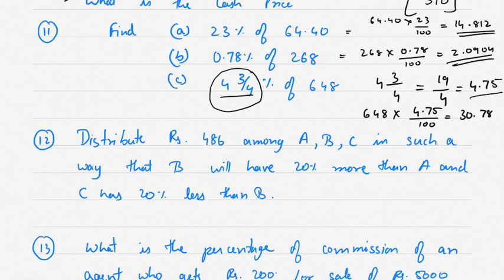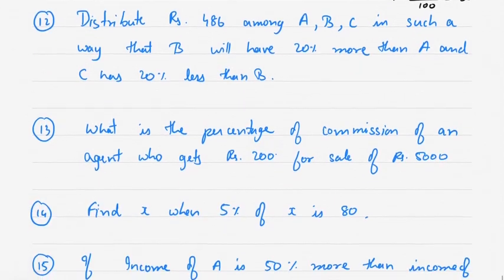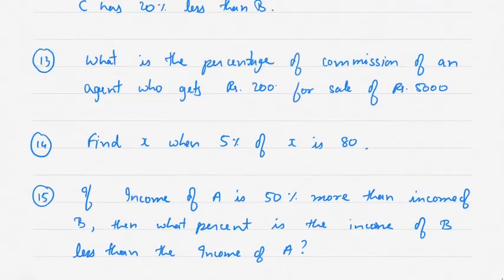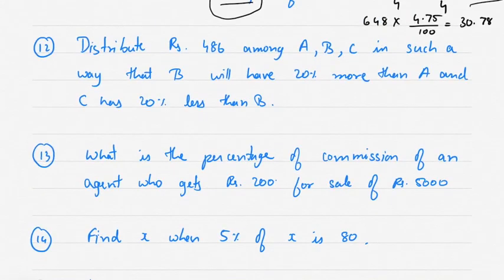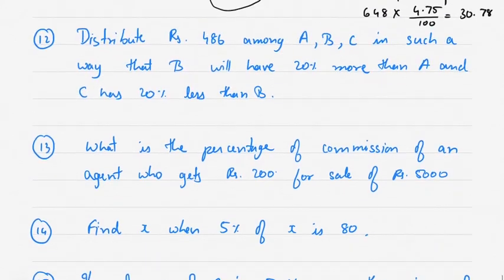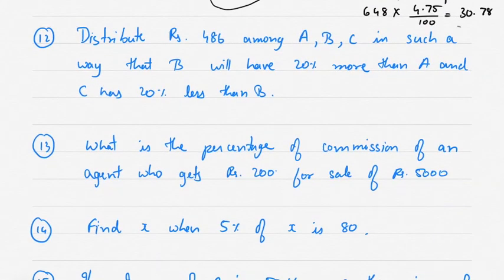Okay. Next. Distribute rupees 486 among A, B, C in such a way that B will have 20% more than A, and C has 20% less than B. Okay, let's solve this question. I'll bring this question down. Wait, we'll make some space.